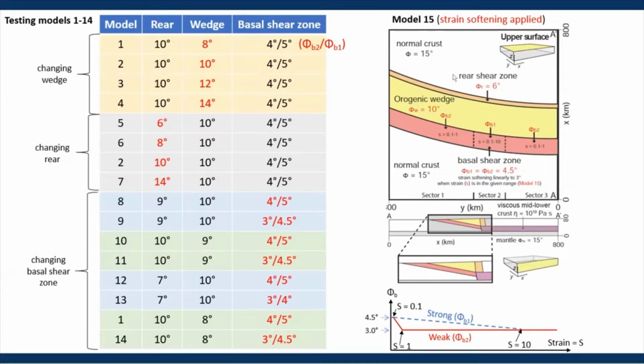I will only show you model 15, which is slightly modified from the test models. All the parameters are annotated here. The modification is that for the basal detachment, we applied an along-strike varied strain softening process. This graph shows how it works. For both strong and weak sectors, we let the friction angle decrease linearly as the strain accumulates. But for the strong sector, the softening is way slower than the weak sector. That's different from the test models, in which I directly defined two different numbers for each sector.